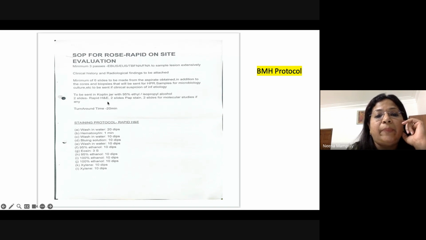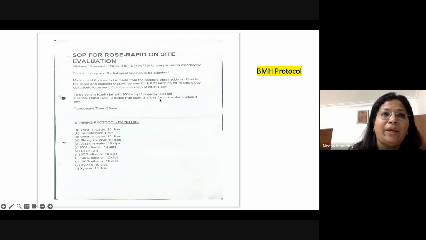2 slides we do a rapid H&E and we give them the adequacy. 2 slides we do a pap stain, and 2 slides we keep. In case we don't have enough tissue for the moleculars, we keep it there for molecular studies. With our protocol for rapid H&E, we are able to give the adequacy in 20 minutes, just like a frozen section.